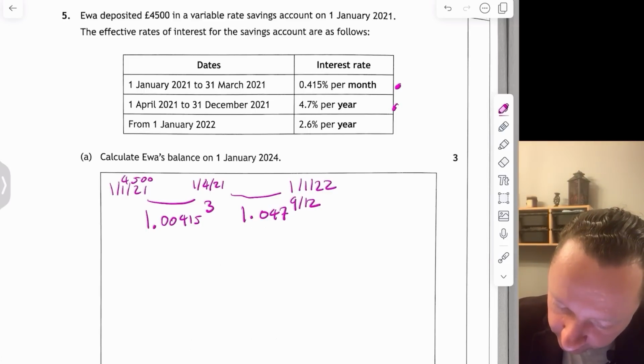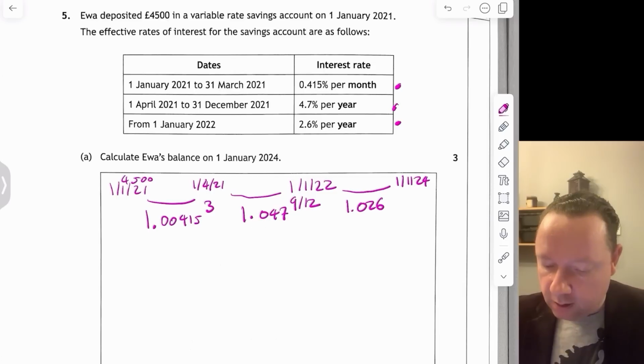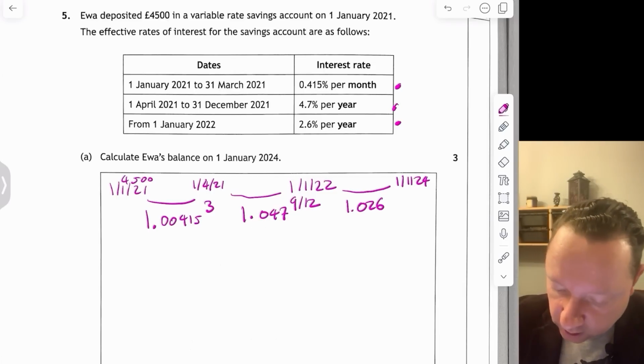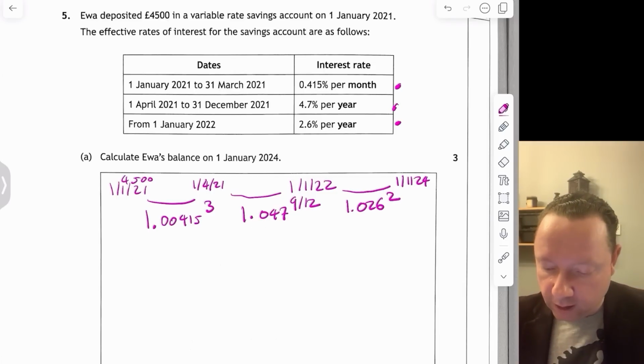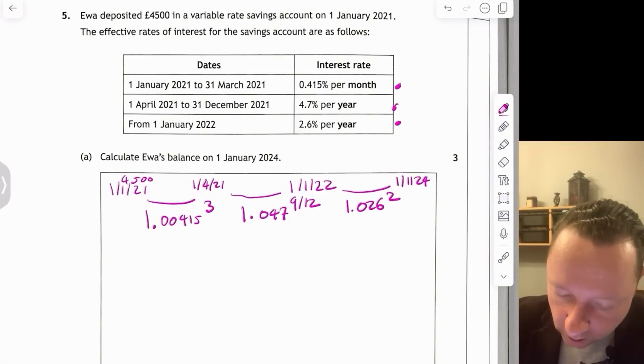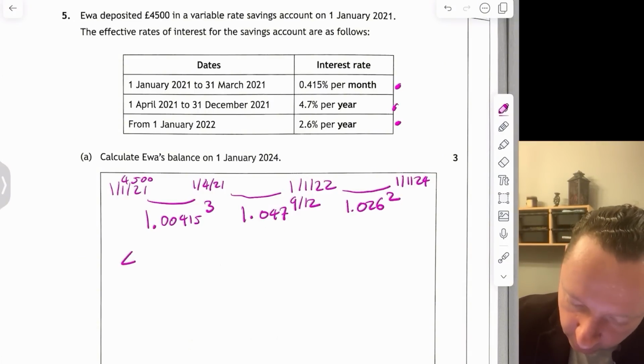I then need to go from there, and it's just in the third place now, 1st of January 22 to the 1st of January 24. So that is 1.026, and that's 2 years exactly. So since it's 2 years exactly, it's the power of 2. So there we are. We managed to fill in our timeline. So then we just do our sum.